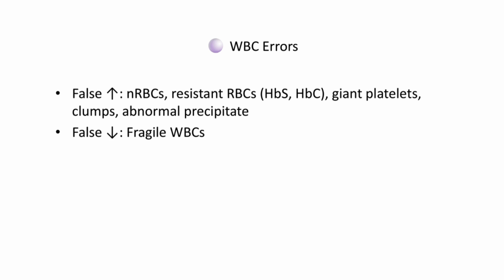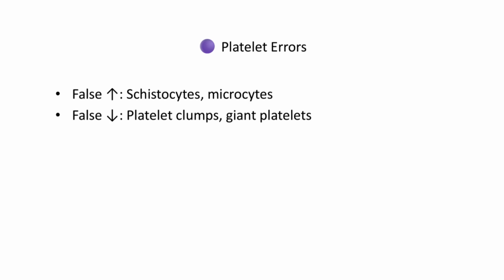For white blood cells, false increases may be caused by nucleated red blood cells, sickled or resistant red cells, giant platelets, platelet clumps, or abnormal precipitates. False decreases occur when the white cells are fragile and break apart. For platelet counts, false increases can happen when schistocytes or microcytes are counted as platelets, while false decreases occur due to platelet clumps or giant platelets being excluded.